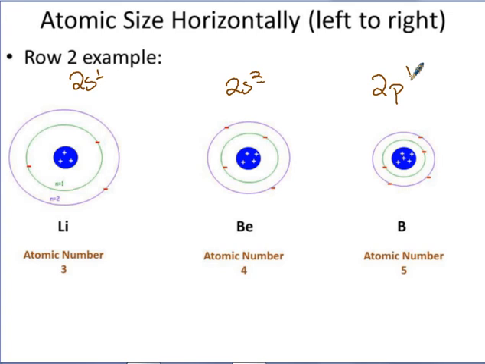However, as I move from lithium, I add a proton, beryllium. Those protons pull that second energy level a little bit tighter. And as we go from beryllium to boron, that fifth proton pulls them even tighter. So they're all in the second energy level, but as you add more protons, they pull those energy levels closer to the nucleus. So we actually get a trend that looks like, we're going to draw the arrow this way. We're smaller here on the right, and we're bigger on the left.